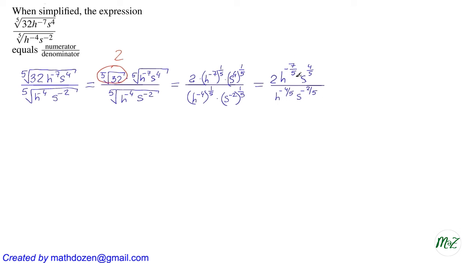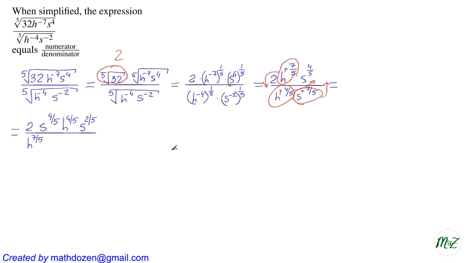After that, all the terms with negative exponents should go in the opposite places. So this h to the negative 7/5 in the numerator should go into the denominator, and that will cancel this negative exponent. And then these two terms with negative exponents, let me do them separately. This term, h to the negative 4/5, should go upstairs, and that will cancel that negative exponent. And s to the negative 2/5 should go upstairs as well, and that will cancel the negative exponent.